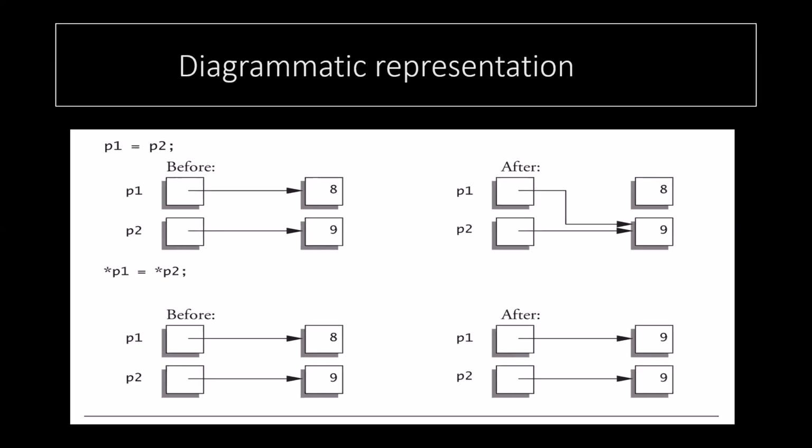What happens in case 2 now? We are having the same example, but instead of copying the address, what we have done is we have copied the value of p2 to p1. Now they both are having the same values, but they are still pointing towards different addresses.